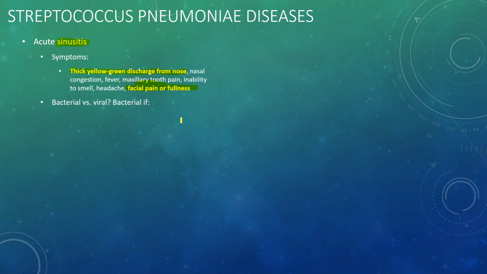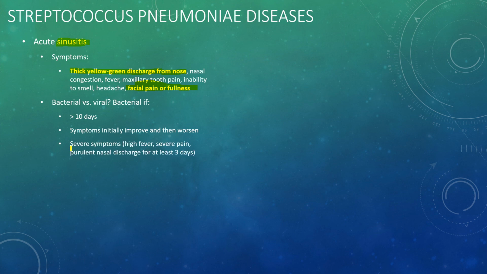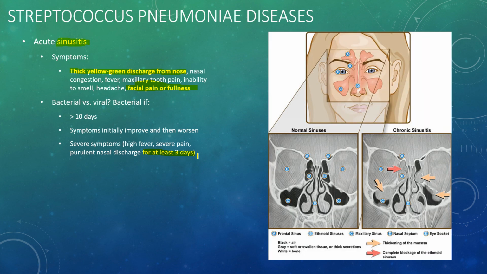So how do you know if it's bacterial or viral? Viral, you're not going to treat with antibiotics, but bacterial, you will. It's bacterial if it's very prolonged, more than 10 days of symptoms. If it gets better and then suddenly worsens, that means bacteria superinfected this. And also if you have severe symptoms for at least 3 days. That means high fever, severe facial pain and fullness, or a purulent nasal discharge for 3 days.